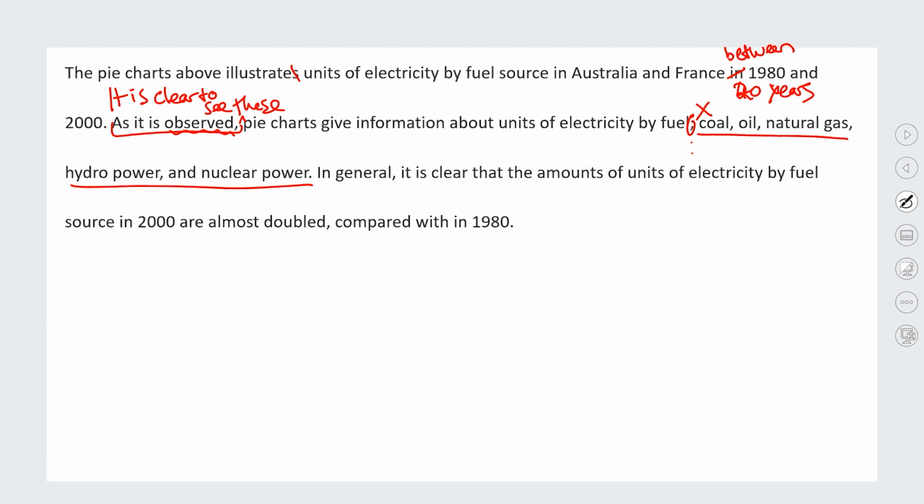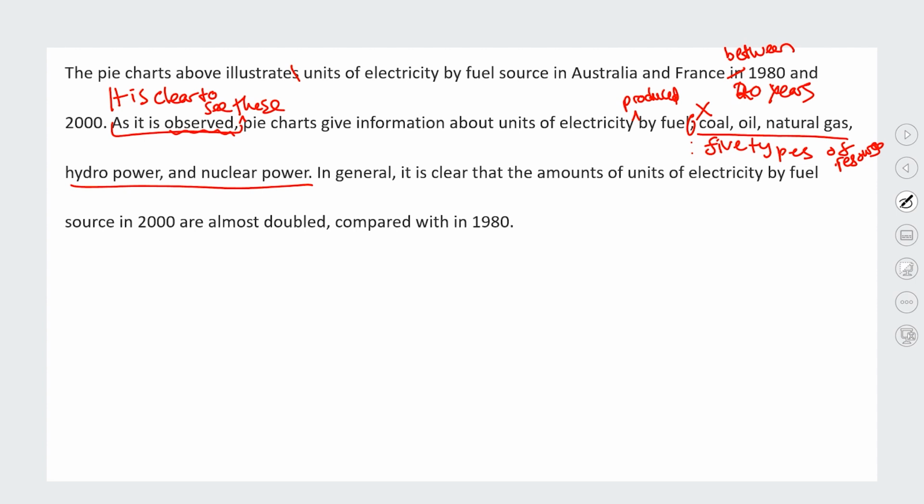So I would change this to "these pie charts give information about the units of electricity produced by," and then you can summarize it. You can paraphrase this. You can say 5 types of resources, or something like that, okay? So instead of listing out all the types, you can say 5 types of power, 5 types of resources, 5 types of energy production materials, however you want to paraphrase that, would be better than just listing out the information that's been given in the graph.